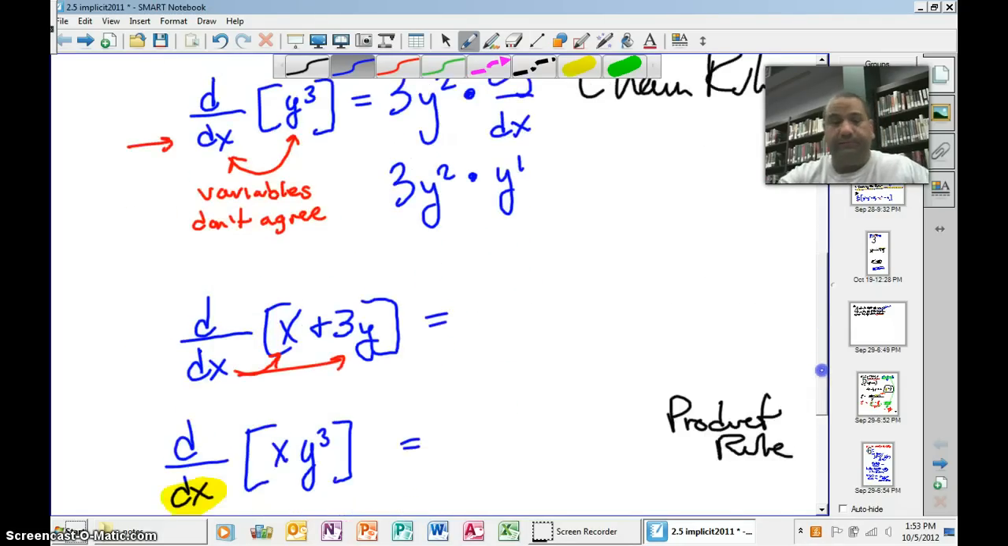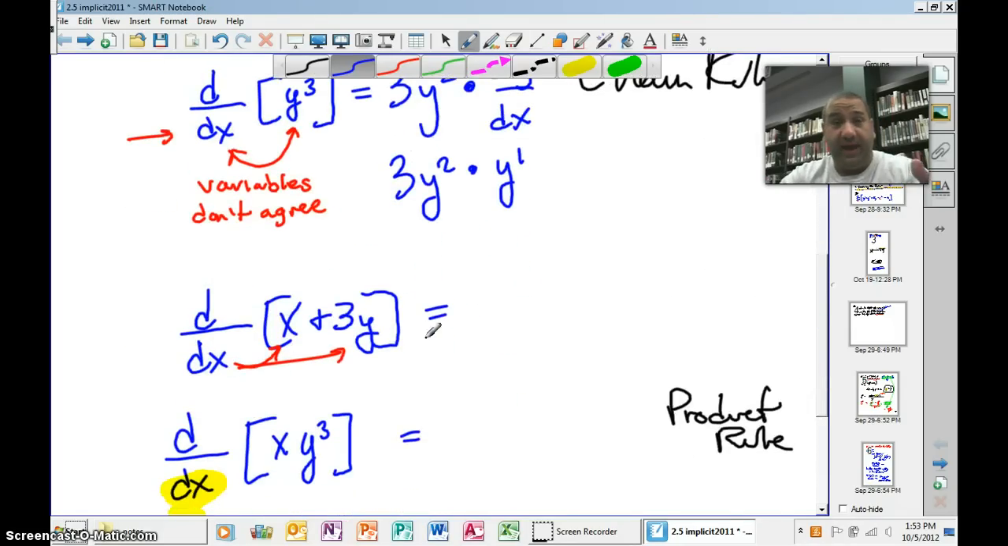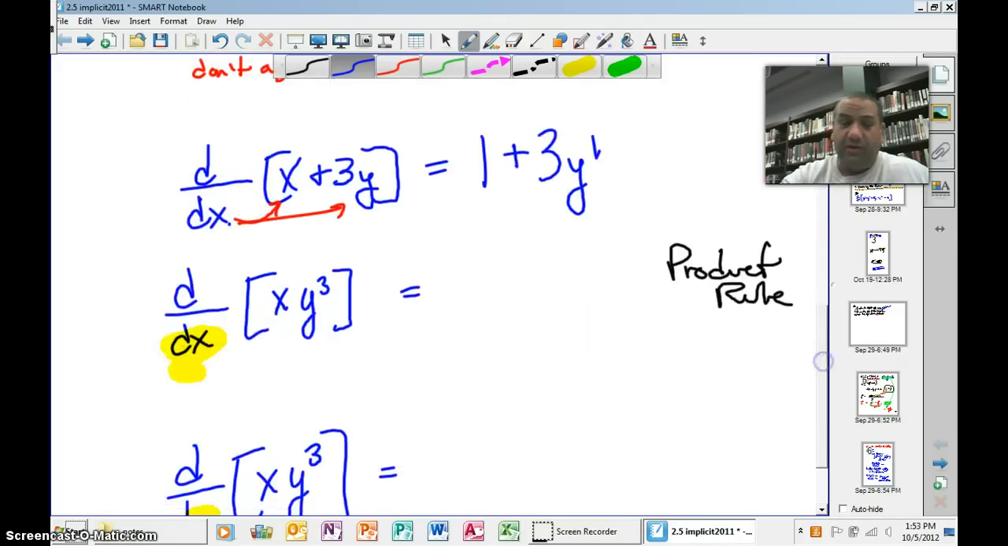Let's do another one, with respect to x. Well, this is no problem. The derivative with respect to x of x is 1. But now this one, we're going to just take the derivative like we were taking it before, 3. However, remember, this is y. These variables do not agree, so it has to be y prime. There it is. We could product rule these.